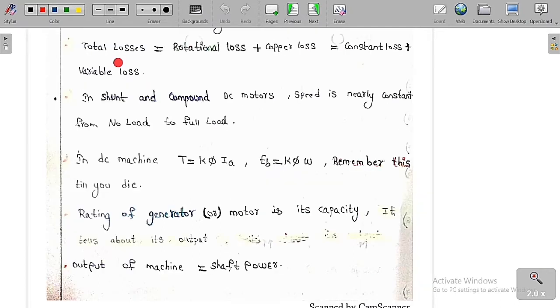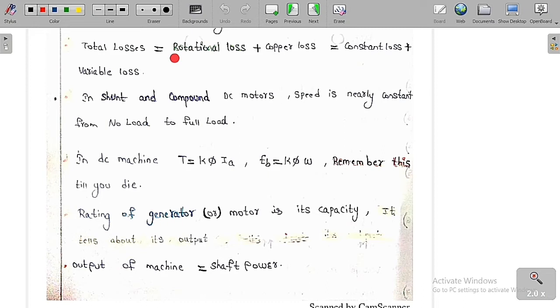So finally we can see that the total losses are the combination of the rotational losses plus copper losses. I have already told you rotational loss is also called the stray losses. It is a combination of the iron loss plus mechanical losses, plus the copper loss. So the total loss is the combination of the iron loss, copper loss and mechanical loss. Listen carefully.